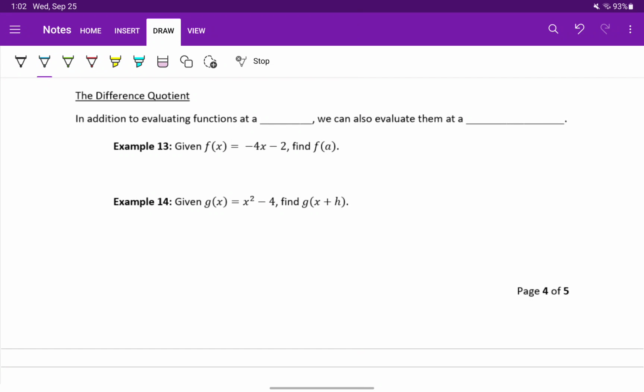In addition to evaluating functions at a specific number, like we saw in the last few examples, we can also evaluate a function at a letter or an expression. Example 13 gives us an instance of this. We want to find f of a, given the function f of x is equal to negative 4x minus 2.